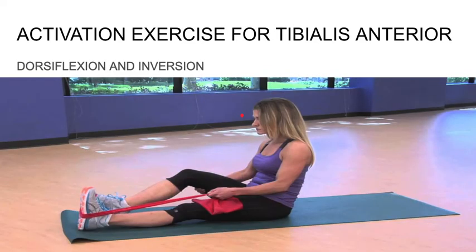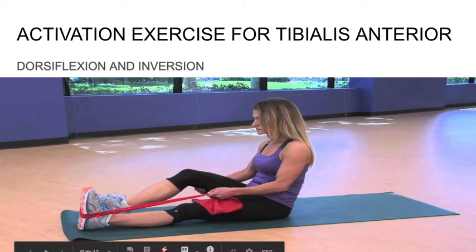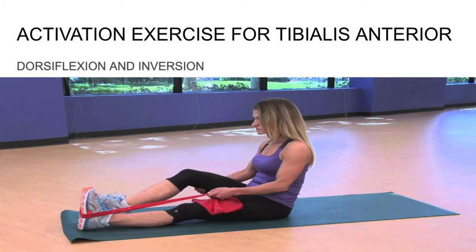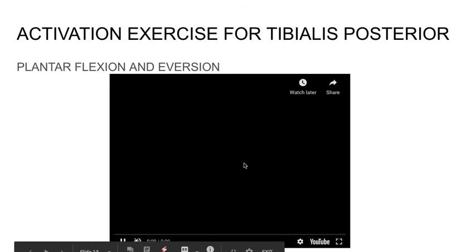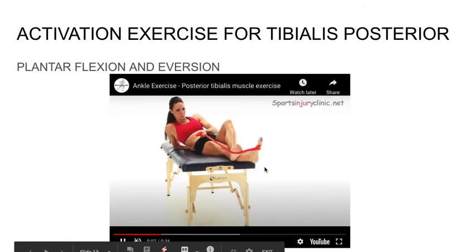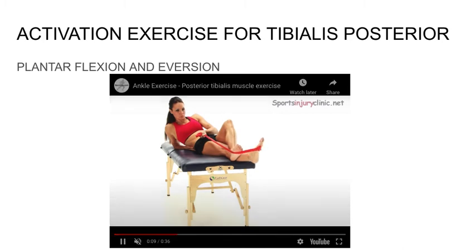It is also said that the tibialis anterior and the tibialis posterior muscles become underactive. In such cases, you need to do activation exercises for the tibialis anterior and posterior. To activate the tibialis anterior, you need to dorsiflex your ankle and invert it, and you can do this with a TheraBand. Hold it for 10 seconds and repeat it 10 to 15 times initially, and then you can progress accordingly. The activation exercise for the tibialis posterior is plantar flexion and eversion.